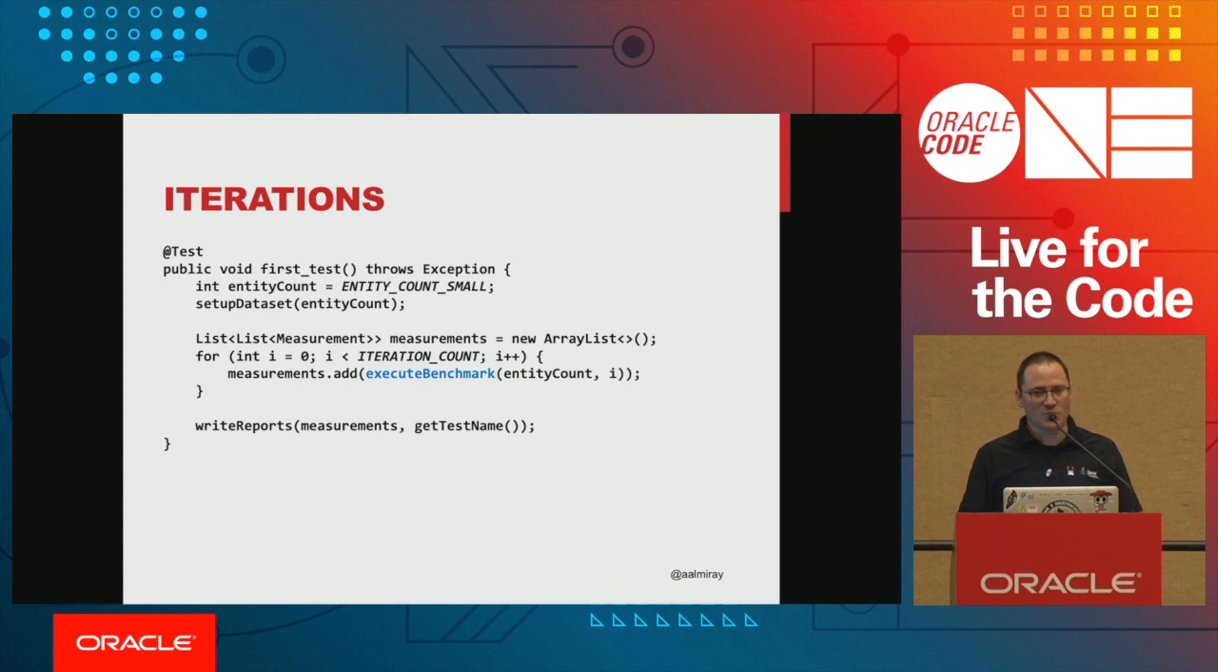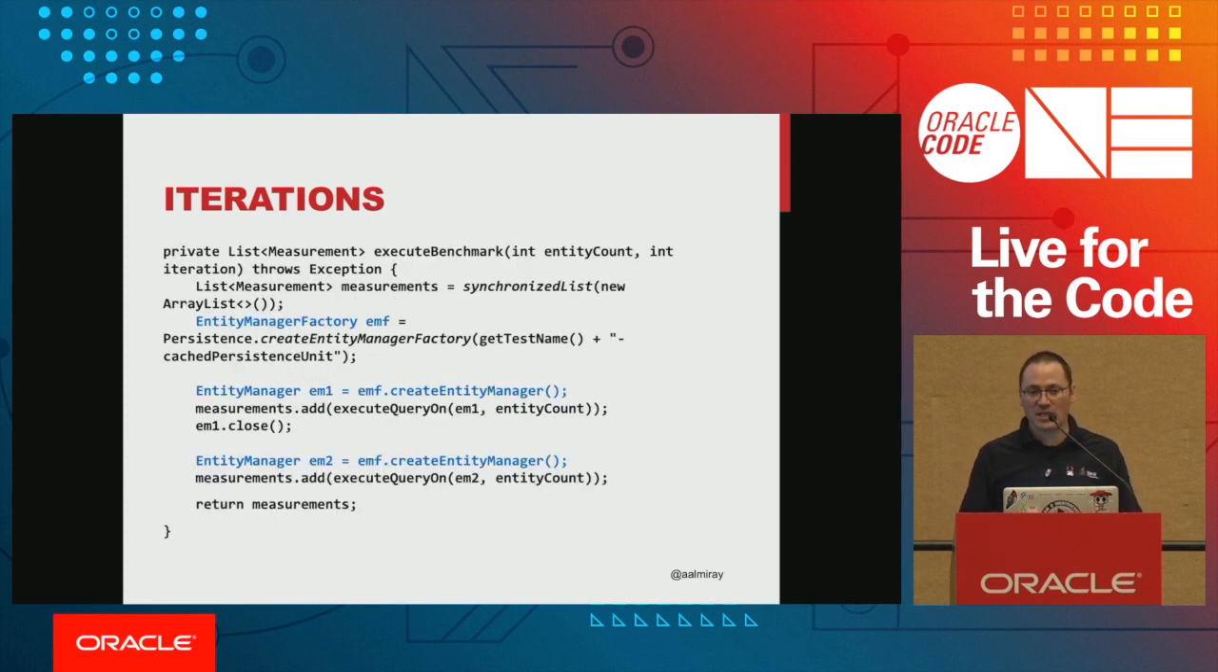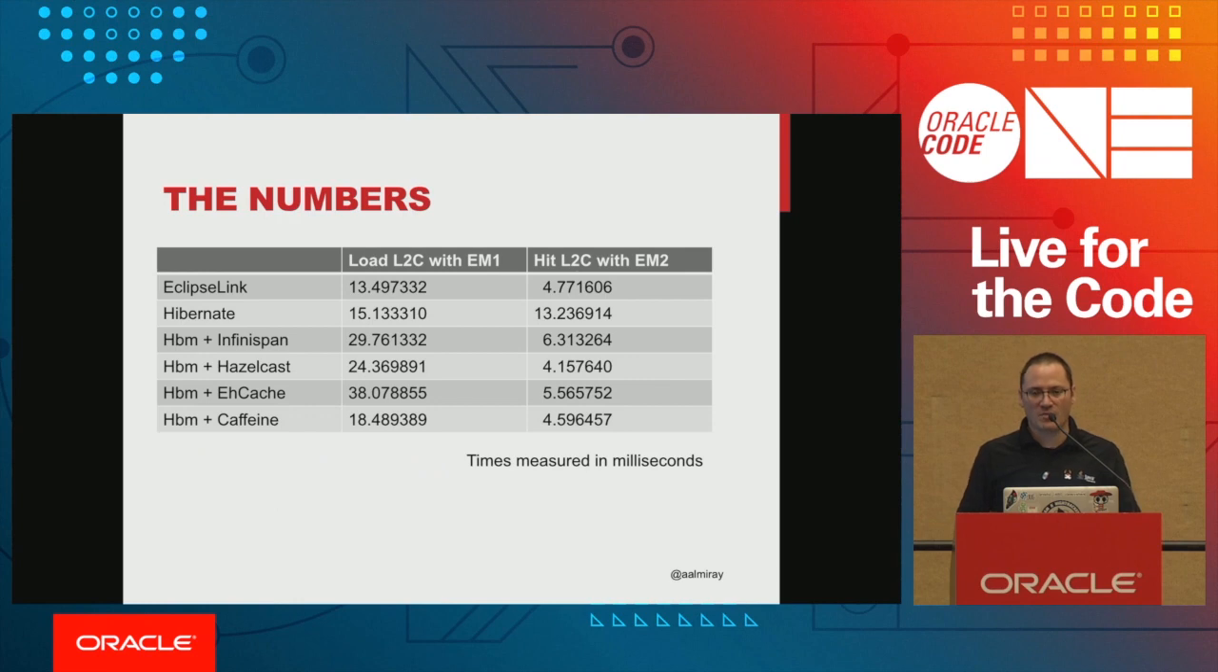And in the first iteration of executeBenchmark, the code looks like this. As I said, we create an entity manager factory, and out of that factory we create two entity manager instances. The first one will warm up the cache, and the second will actually execute the measurements. So once we run this a couple of times, we end up with these particular numbers. We can see that EclipseLink is actually quite good. The first column is reading from disk, because even though we were using H2, we were reading from disk. And the second column is how fast this particular provider is at reading information from the second level cache.